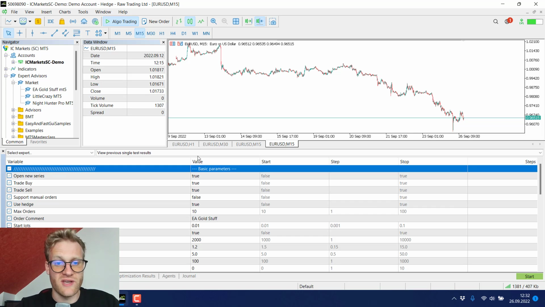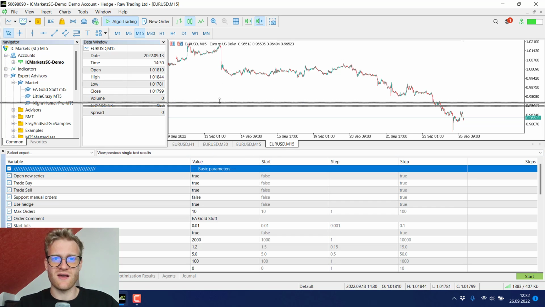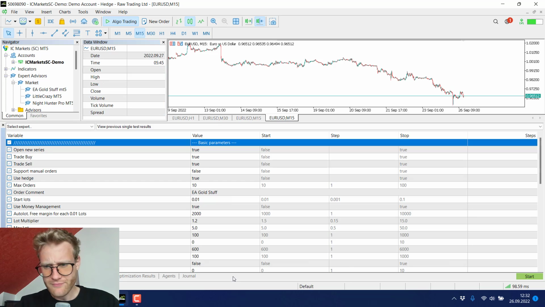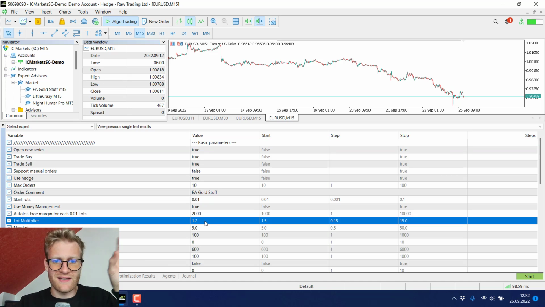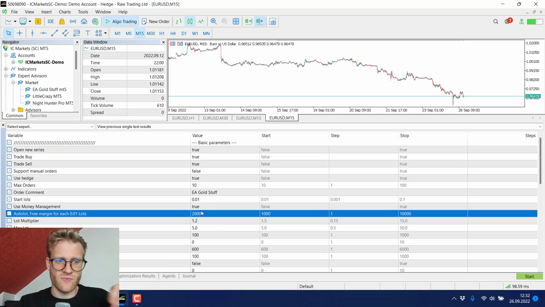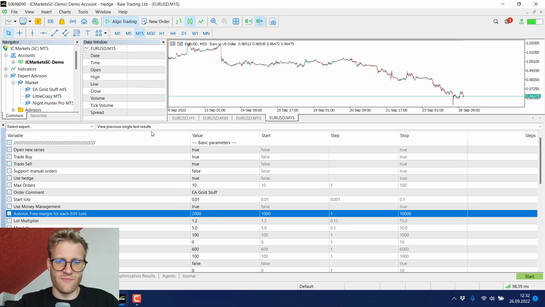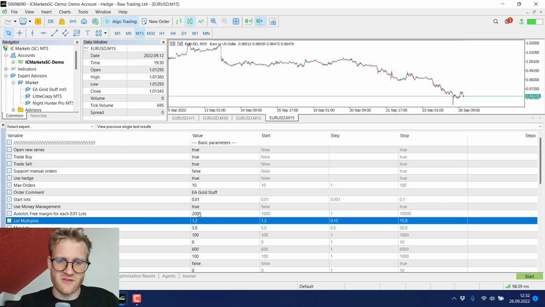Then we will have a lot of inputs, and the inputs already tell us a lot about this program. But first of all, let's give it a quick run. So you can just leave the inputs as they are. I mean, I already made some changes here, like reducing the lot multiplier and working with a variable lot size here, which is based on the account currency.